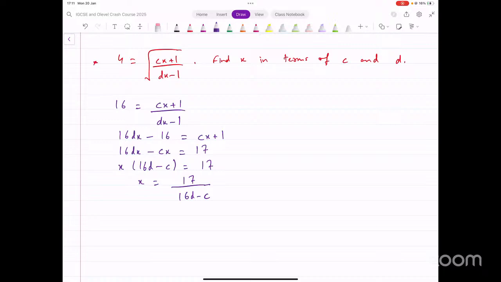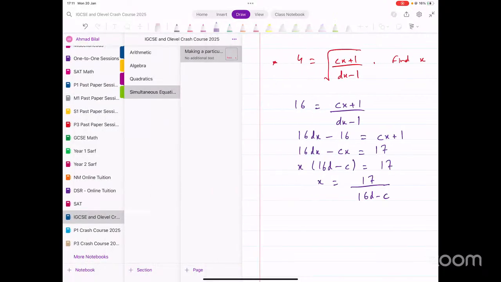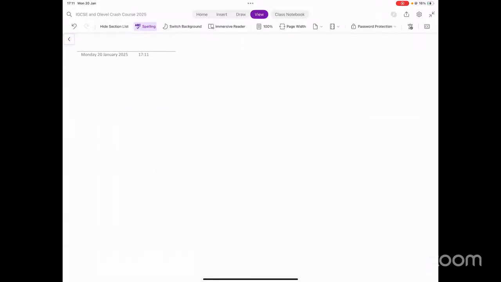All right, now that you understand how to make a variable the subject, let's quickly understand how to solve simultaneous equations. That's the next thing that we quickly want to understand before we end.